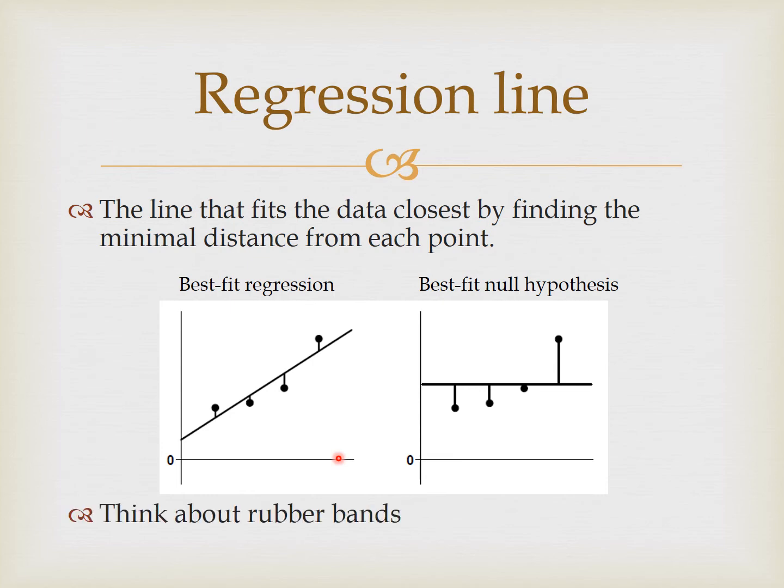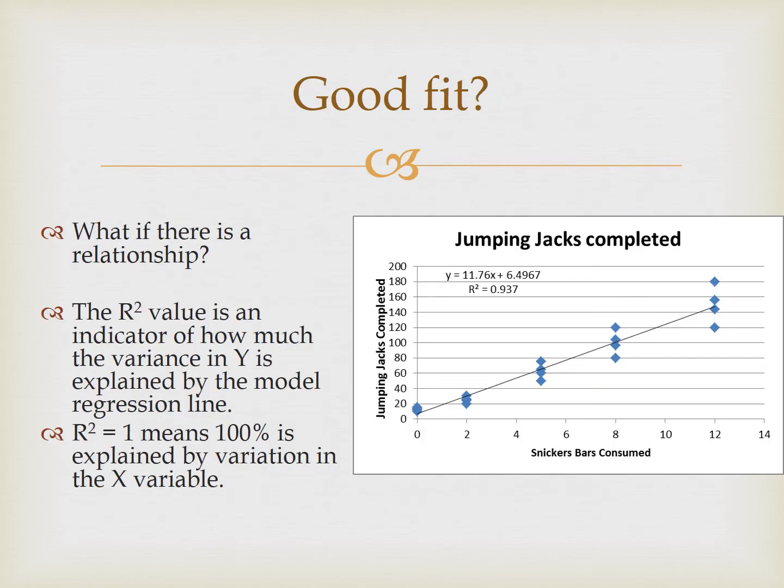We can think about rubber bands when thinking about a best fit regression line and what makes one a good fit versus a poor fit. This model over on the right-hand side is a pretty poor fit for the data that we collected. So how do we know if it is a good fit? What do we look for to identify a good relationship between our experimental variable and our responding variable? We can get a bit of information by using the R² variable that comes out of Excel.